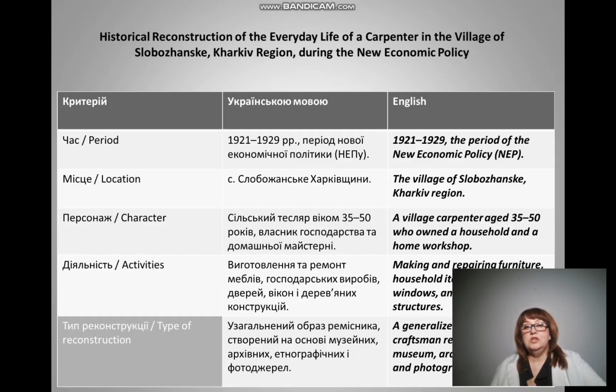Character: a village carpenter aged 35-50 who opened a household and home workshop. Activities: making and repairing furniture, household items, doors, windows, and wooden structures. Type of reconstruction: a generalized image of a craftsman reconstructed from museum, archival, ethnographic, and photographic sources.